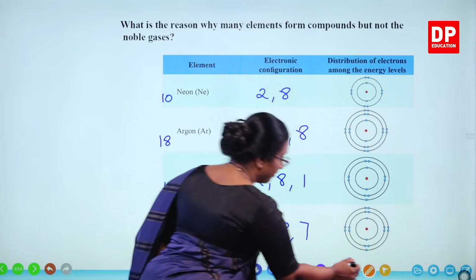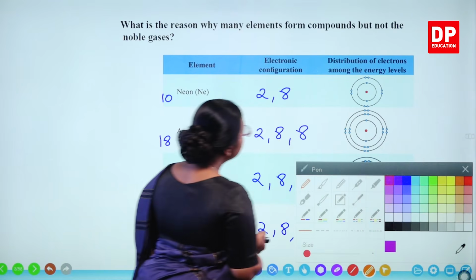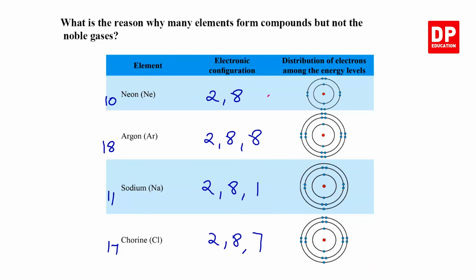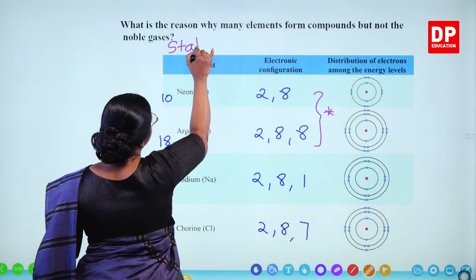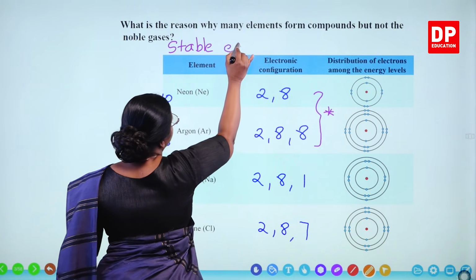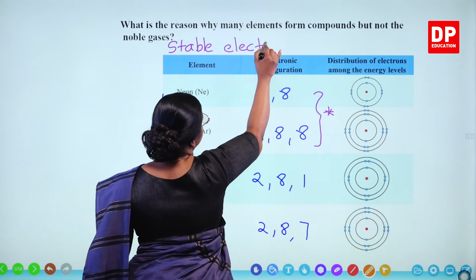So because of that, these two elements and these two electronic configurations are stable electronic configurations.